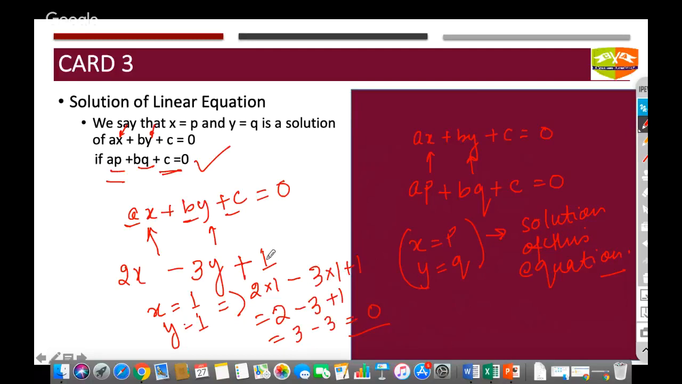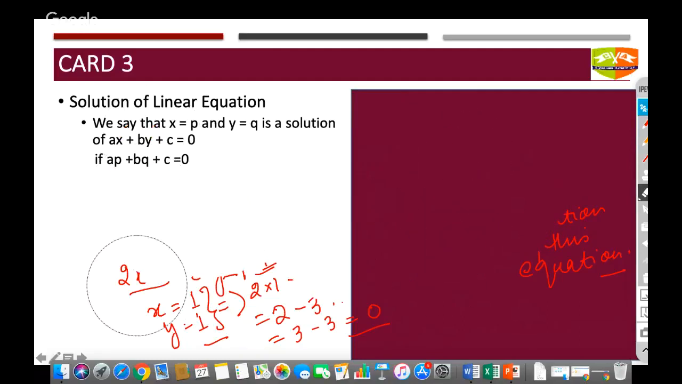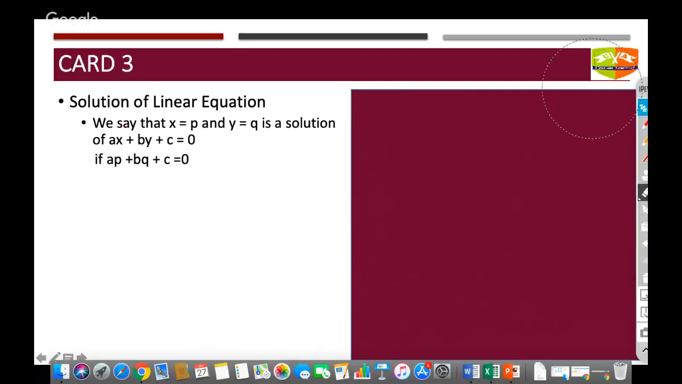So what comes out over here is that if x and y both are replaced with 1 respectively, this particular equation 2x plus 3y plus 1 gives me an answer 0. Hence (1, 1) is a solution of this particular equation. So what I am trying to mean in this particular scenario is that if x and y are respectively replaced by any two values p and q, such that ap plus bq plus c gives you an answer 0, p and q become a solution of this equation. So it is as simple as this.